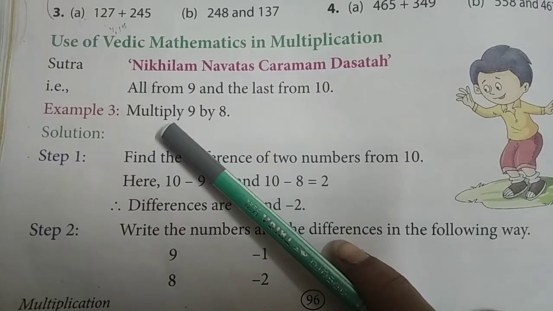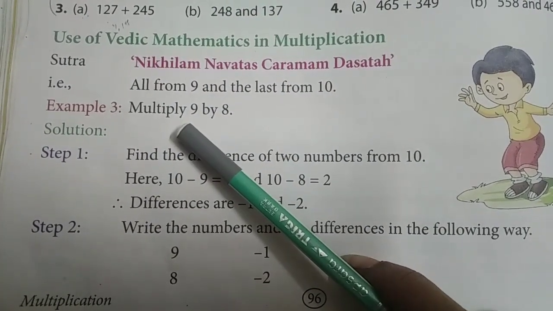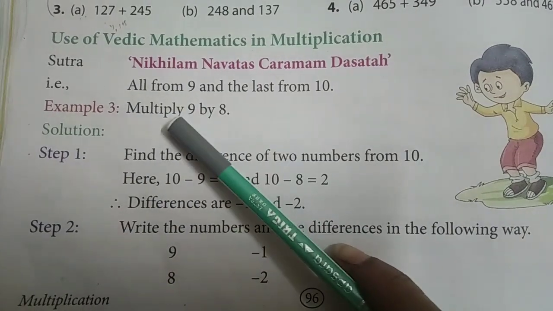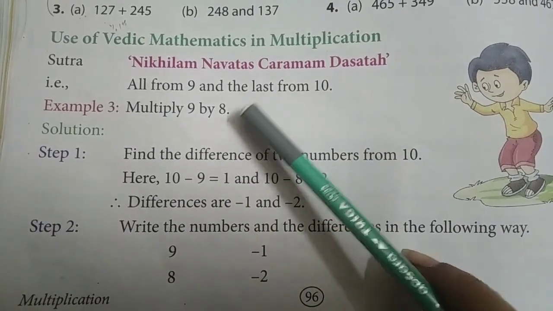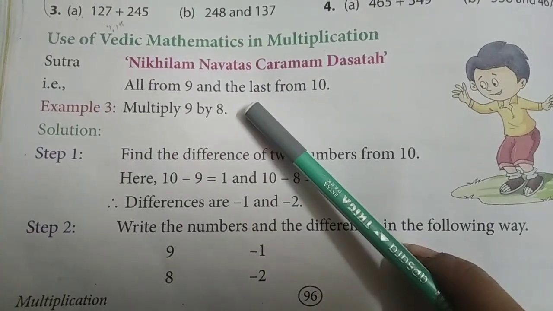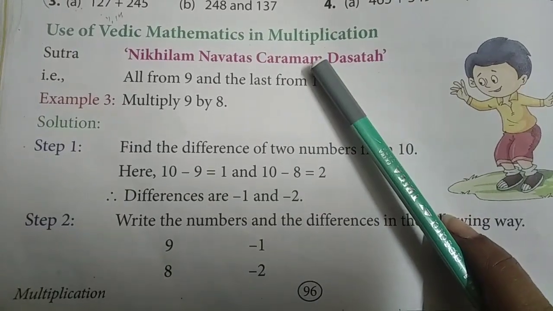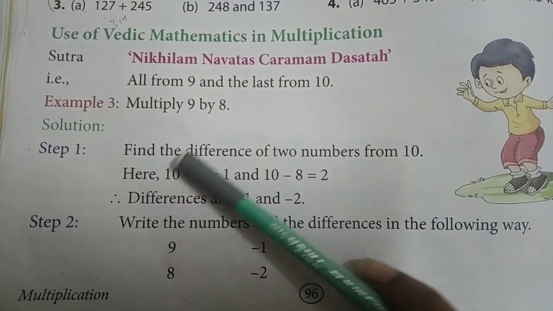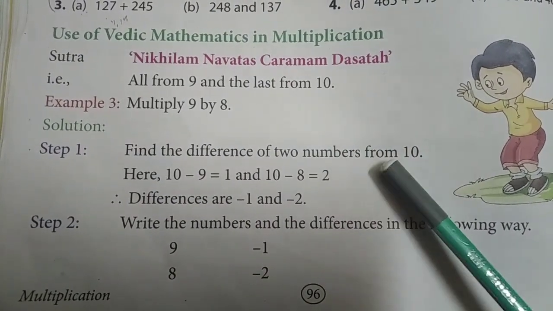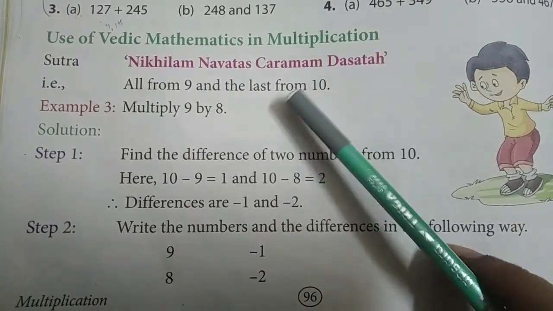So here is one example. First we will go through the example, then I'll show you how to do it. Here you can see: multiply 9 by 8. That means you have to find the product of 9 and 8. According to this sutra or formula, you have to find the difference of the two numbers from 10. So what is the sutra? All from 9 and the last from 10.